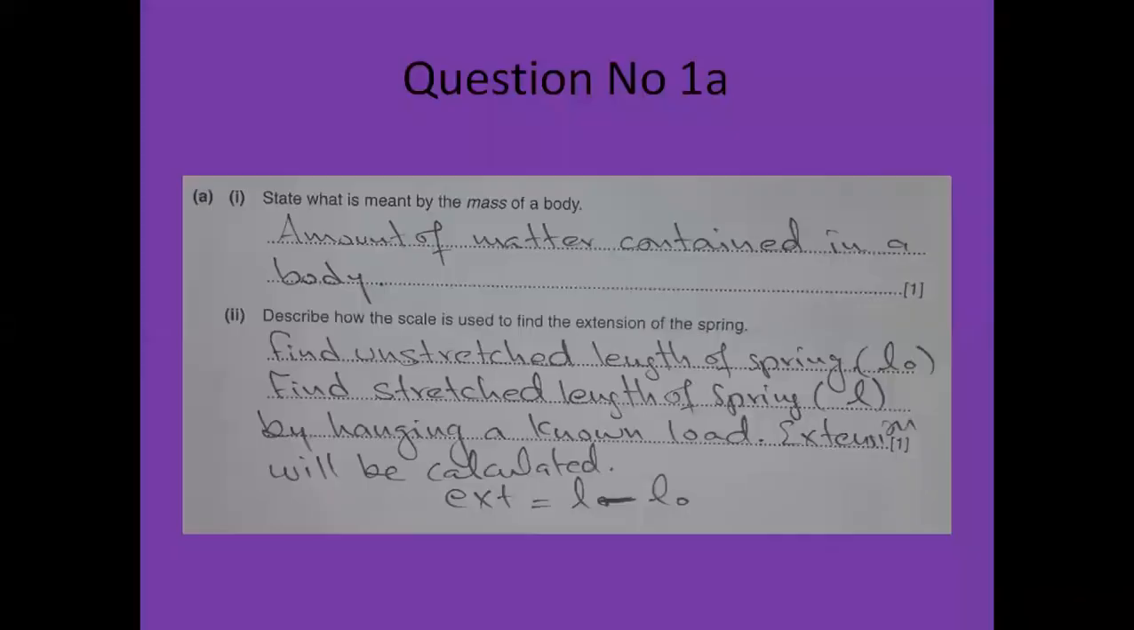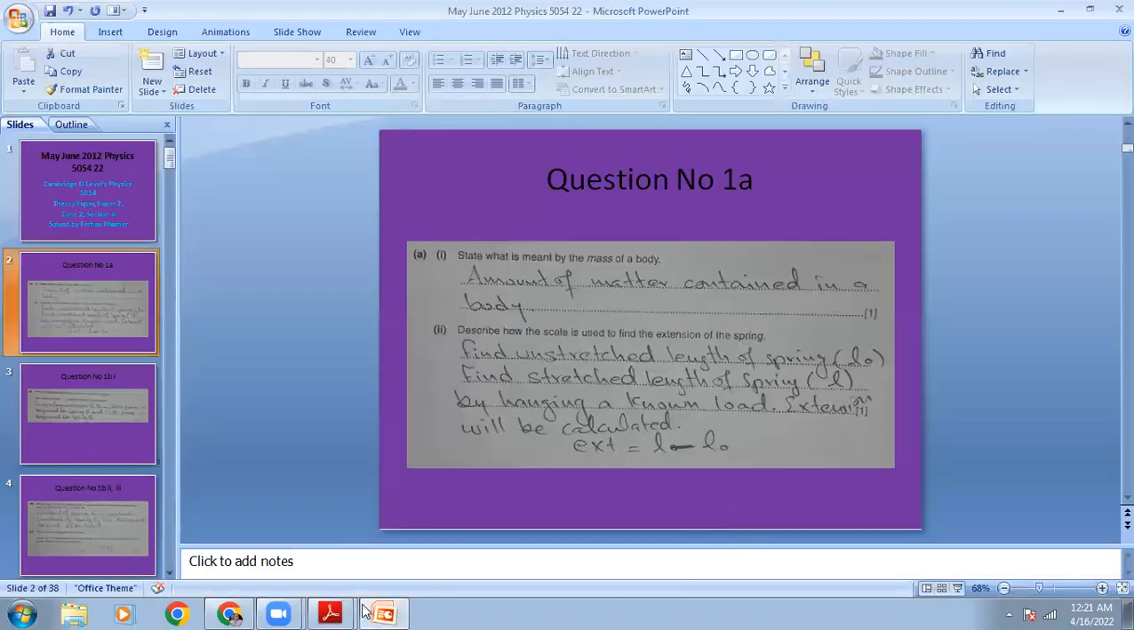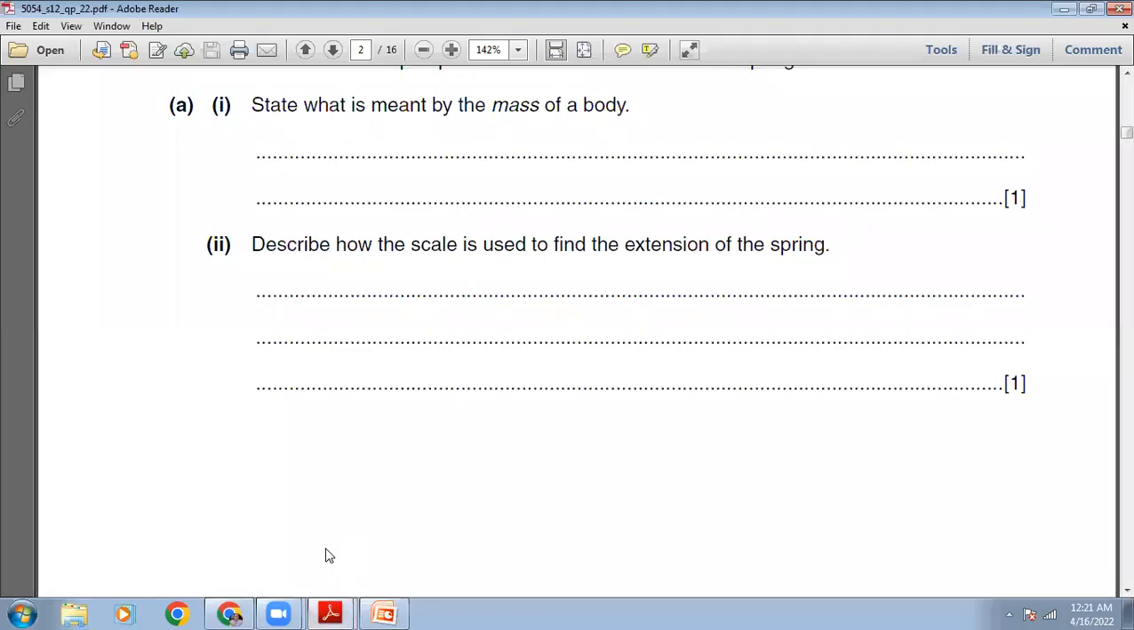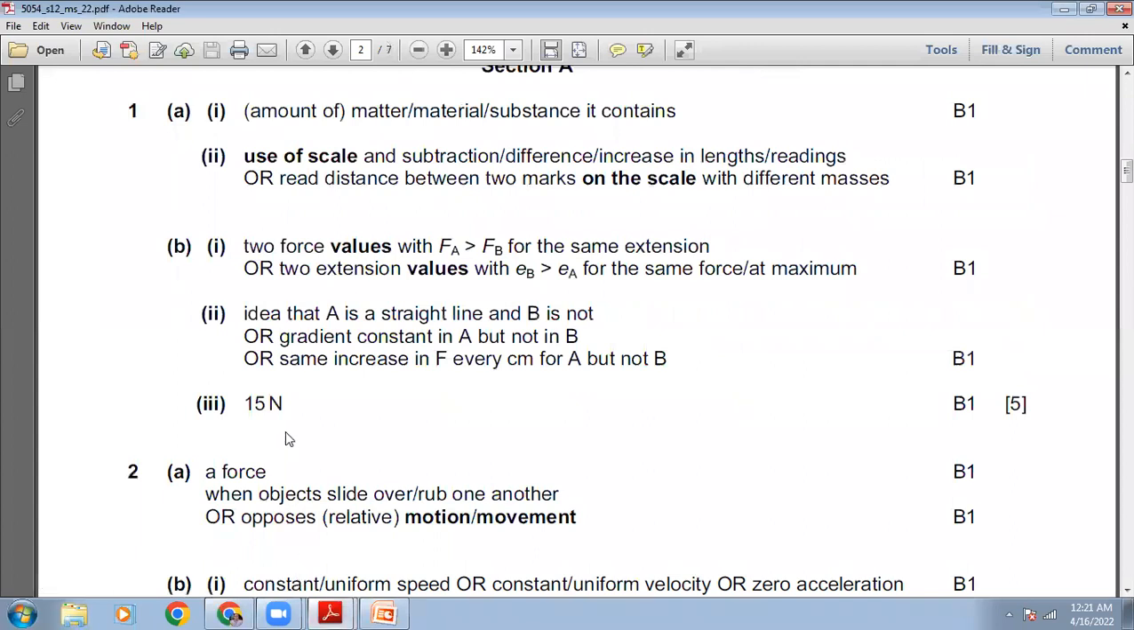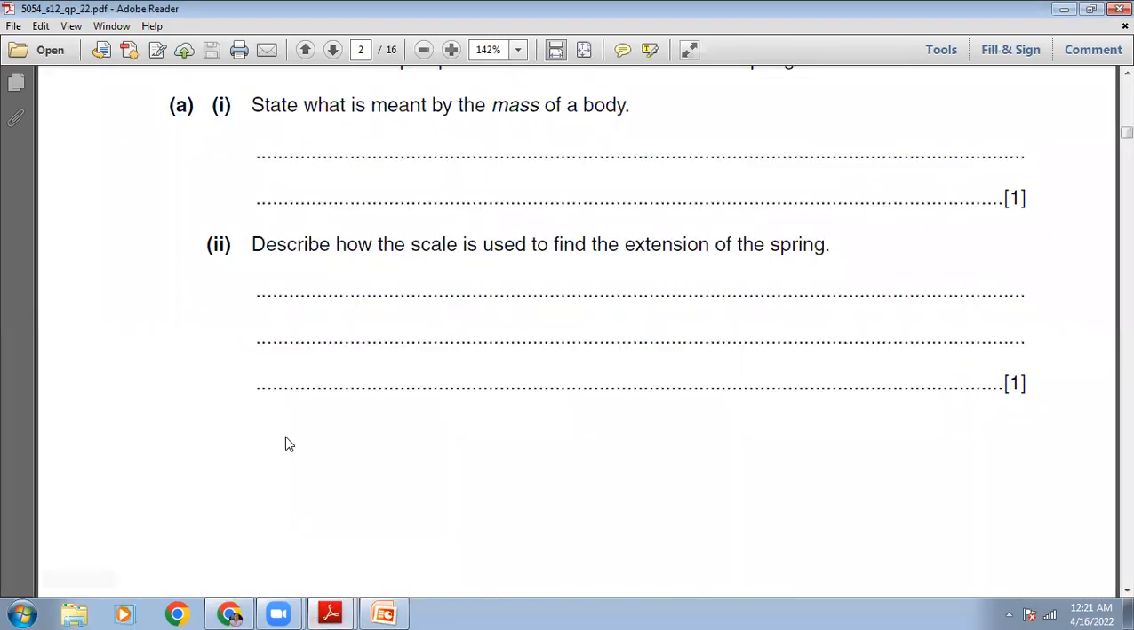Okay, so here we go. Find the unstretched length of the spring, L naught. Find the stretched length of the spring, L, by hanging a known load. Extension will be calculated: extension is equal to L minus L naught. So here we go. Use of the scale and subtraction, difference in length readings, or read the distance between two marks on the scale with different masses. Okay, so our answer is right. So next.